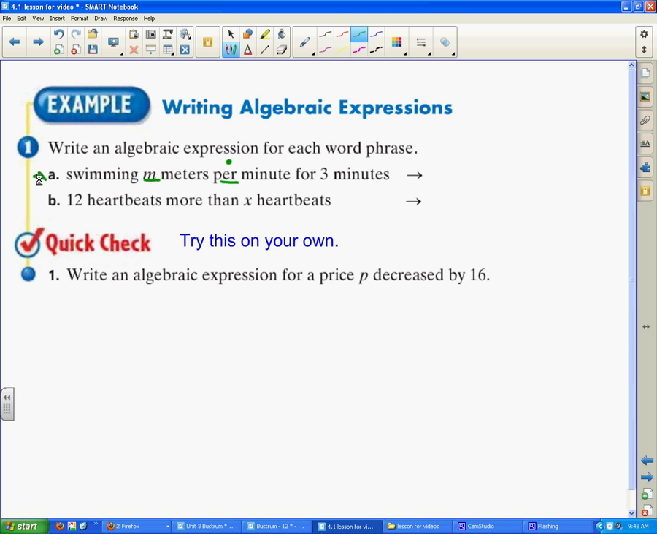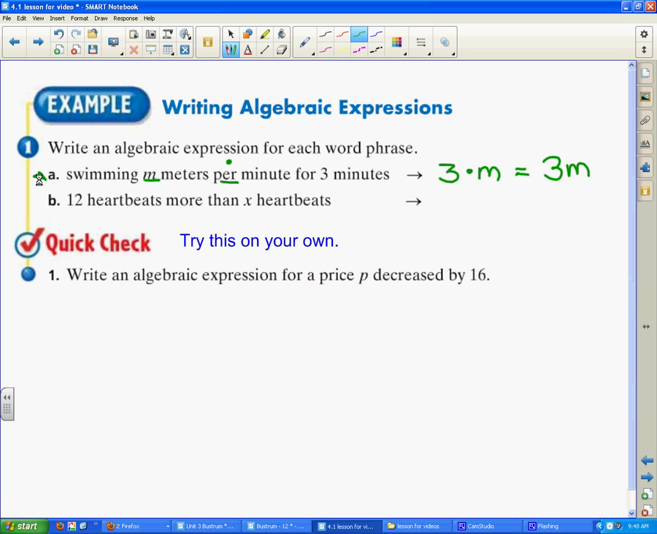I'll start over again. You're swimming m meters per minute for 3 minutes. So you want to know how many meters you're going to swim. So you take your number of minutes, 3, and you multiply it by the number of meters that you swim per minute. So your algebraic expression would be 3m.